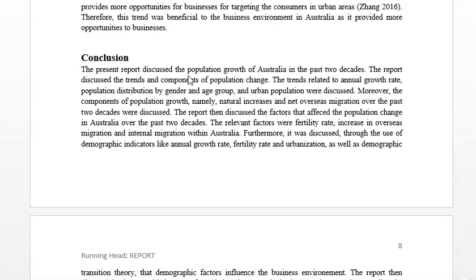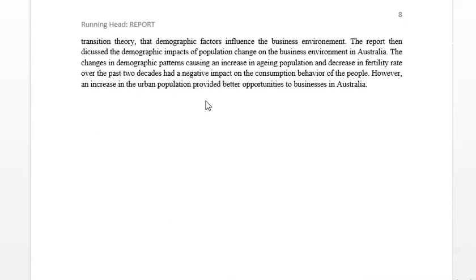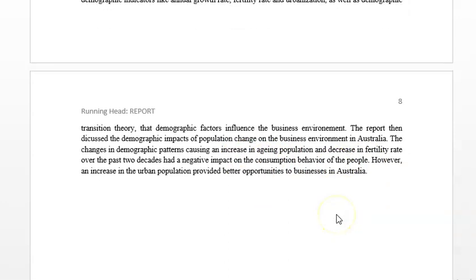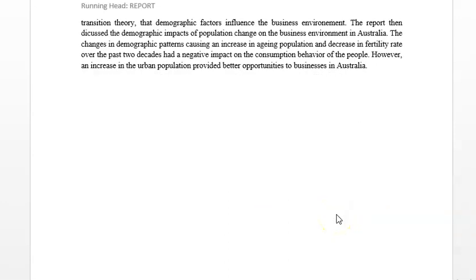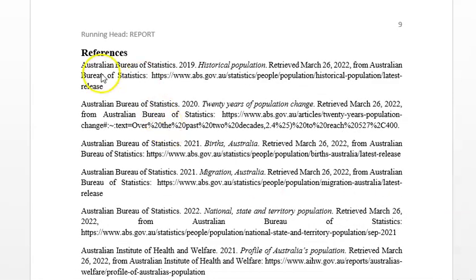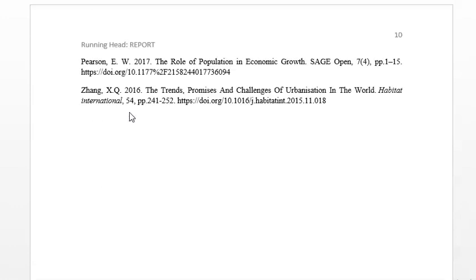The next section is conclusion. In this concluding paragraph, I provide a brief summary of all the discussions that we have done earlier in the body section. Lastly, we finish the concluding paragraph by writing a few statements that sum up the entire discussion that we carried out in the report. So this concludes our write-up part. On the next page, we provide a list of references. This includes all the sources that we have used to write this report.